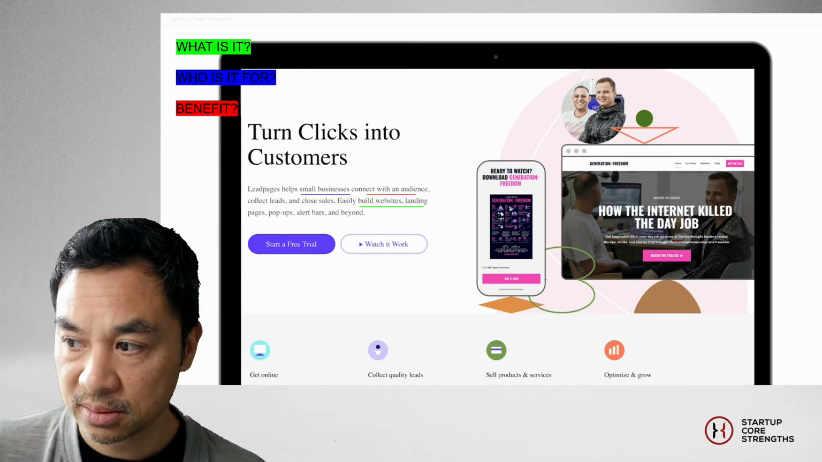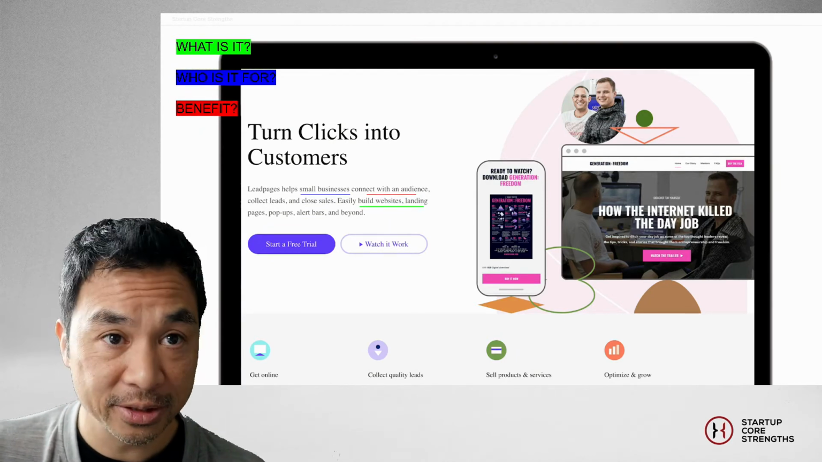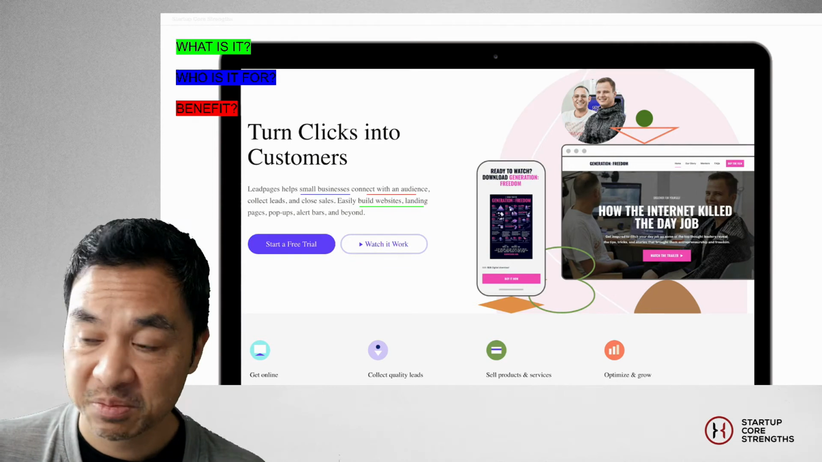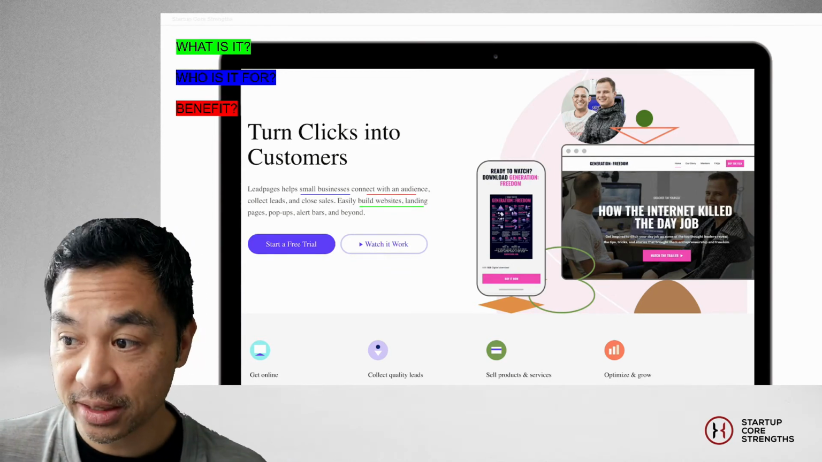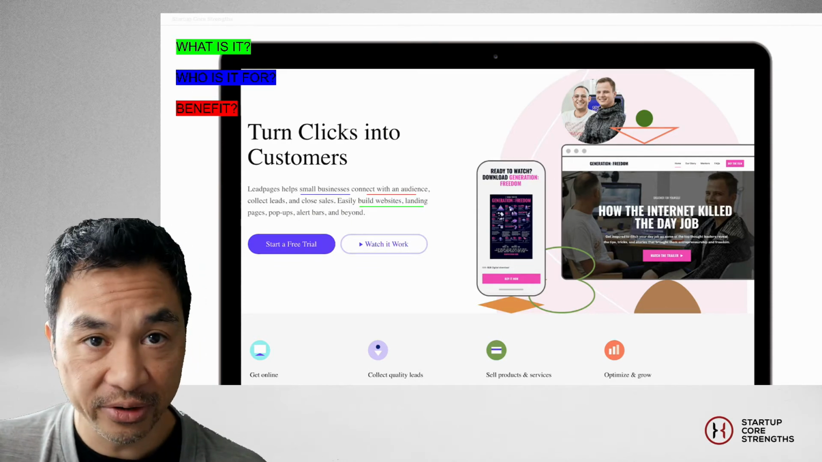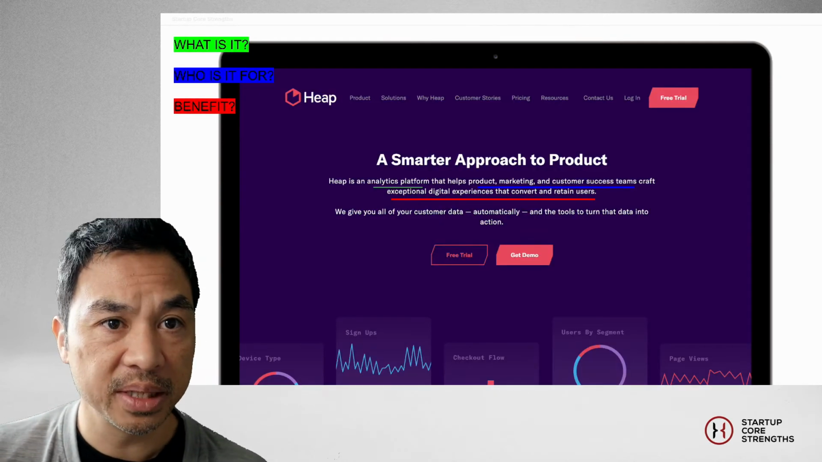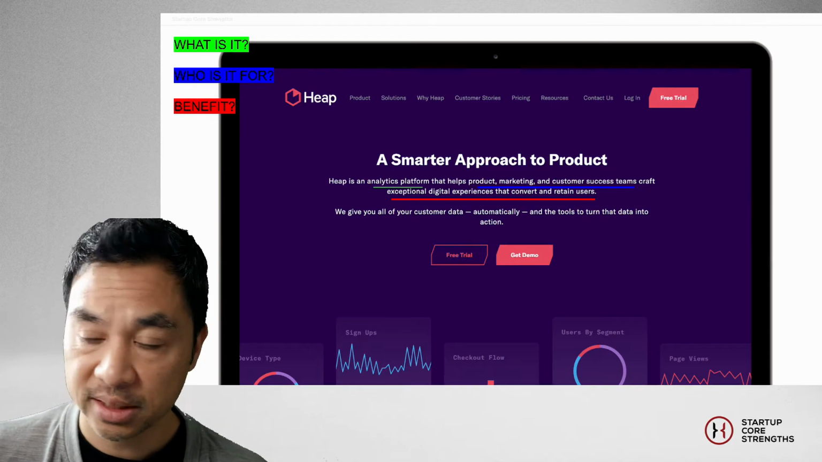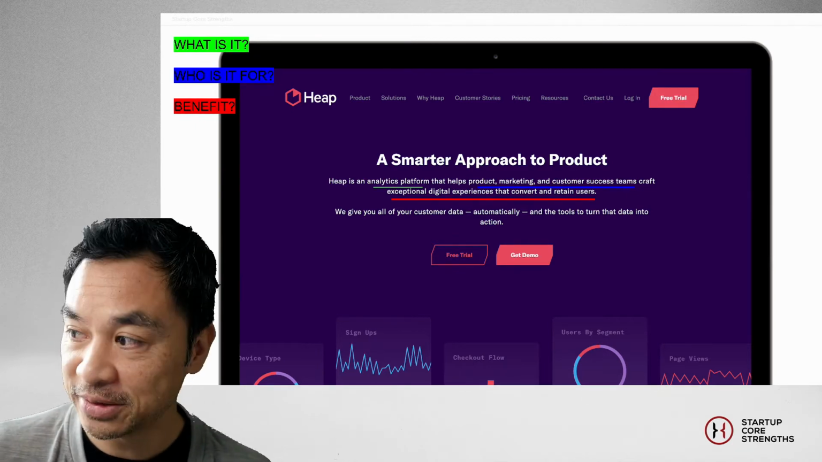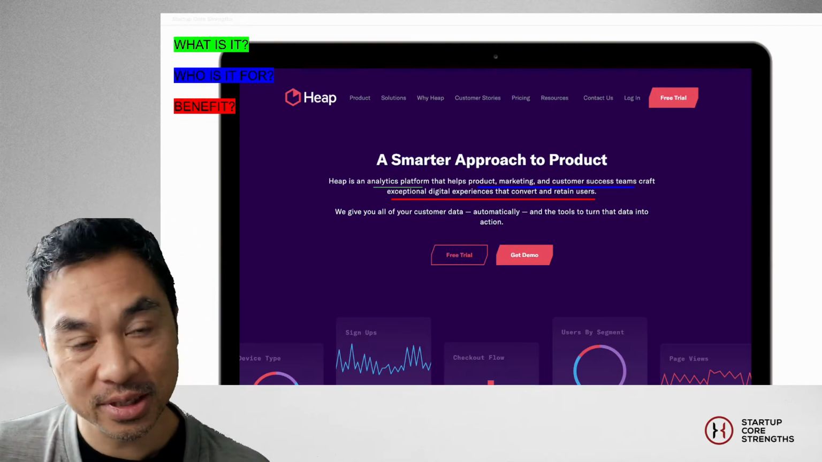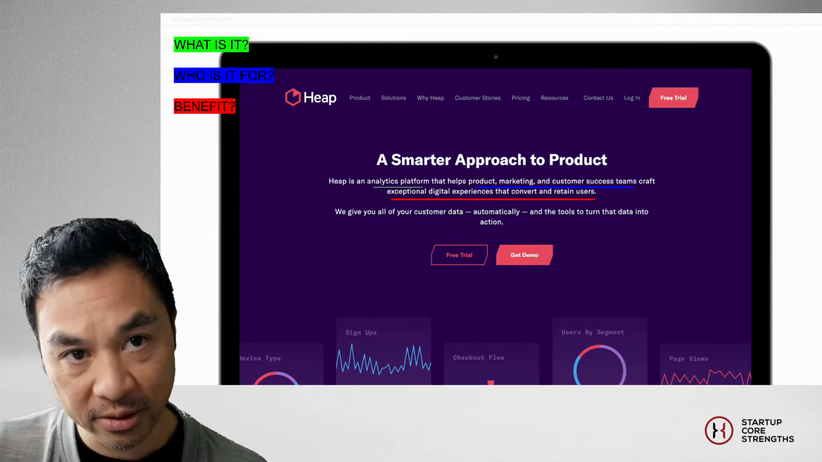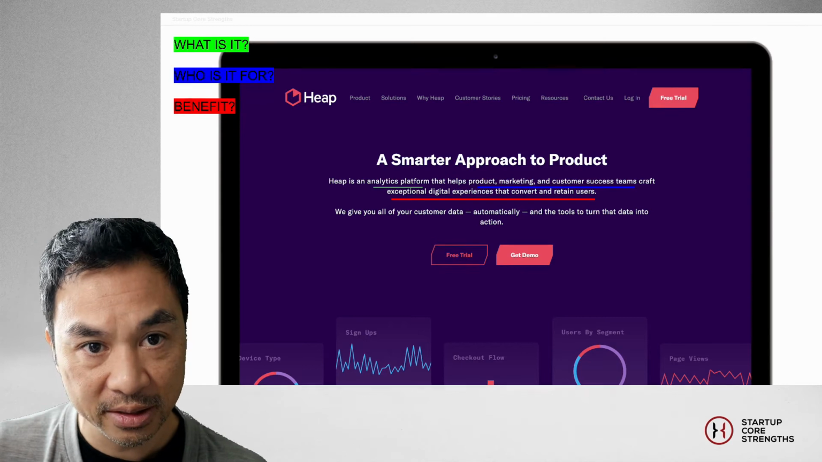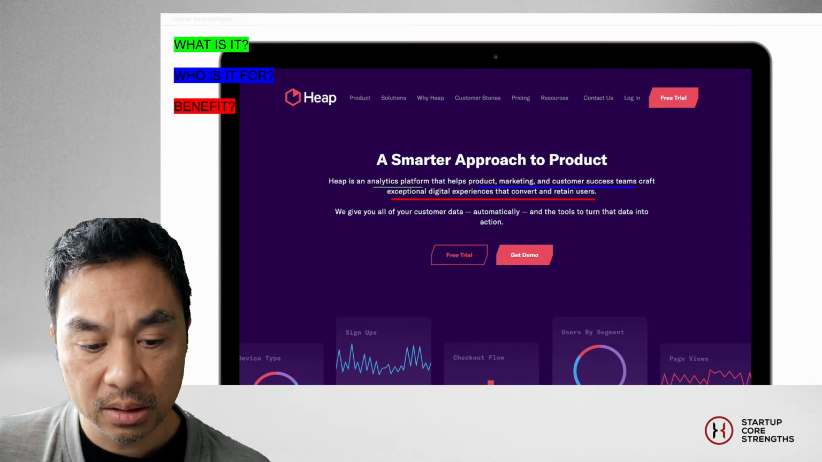So what is it? Builds websites and landing pages and pop-ups. Who's it for? Small businesses. What's the benefit? Connect with an audience, collect leads. Again, very clear. This one, I believe, this is Heap. What is it? It's an analytics platform. Who's it for? Product marketing and customer success teams. What's the benefit? Craft exceptional digital experiences that convert and retain users. Super clear.